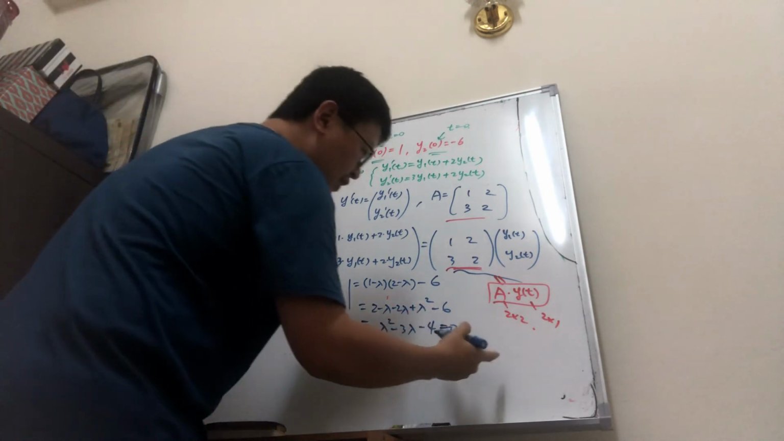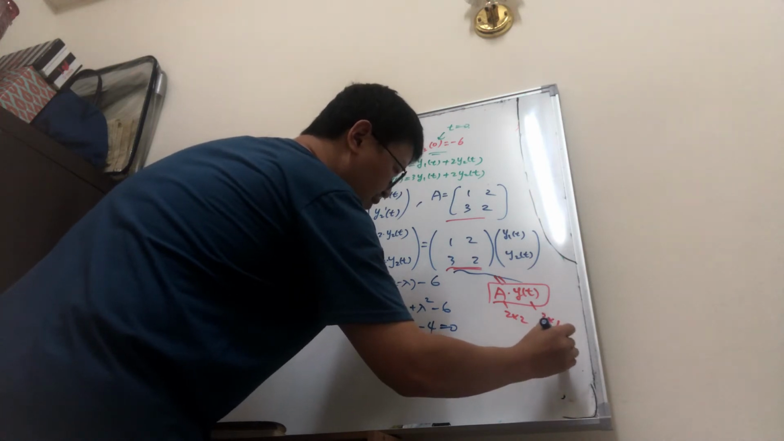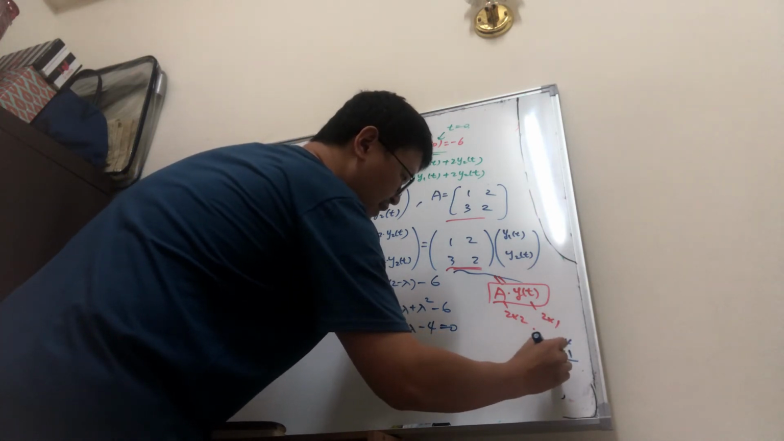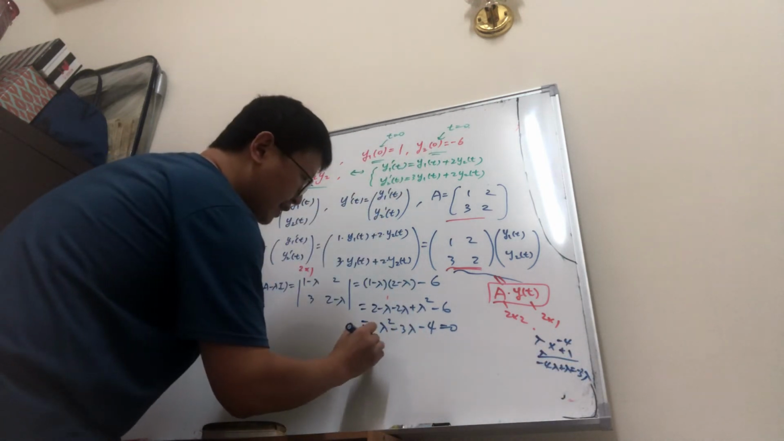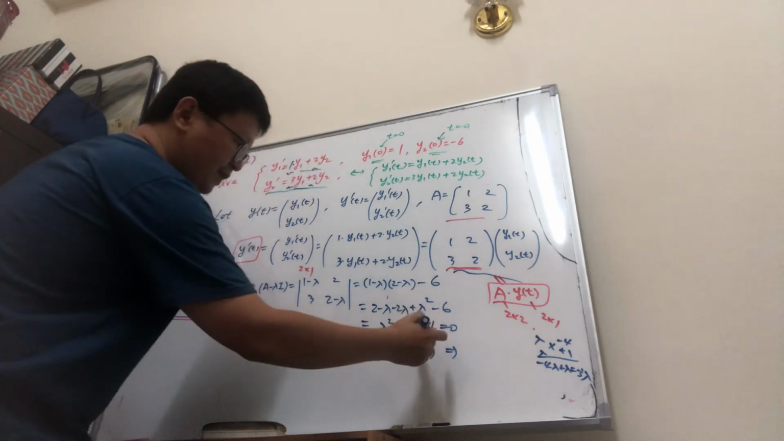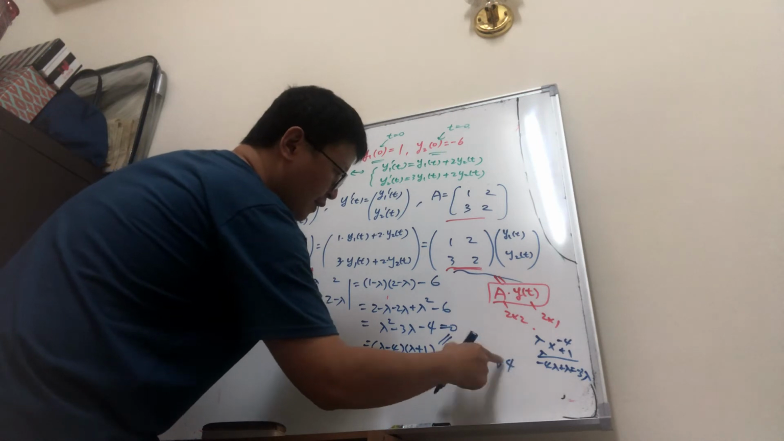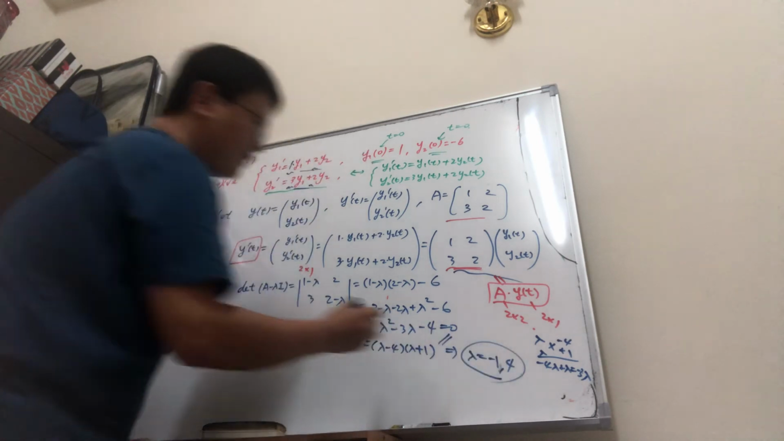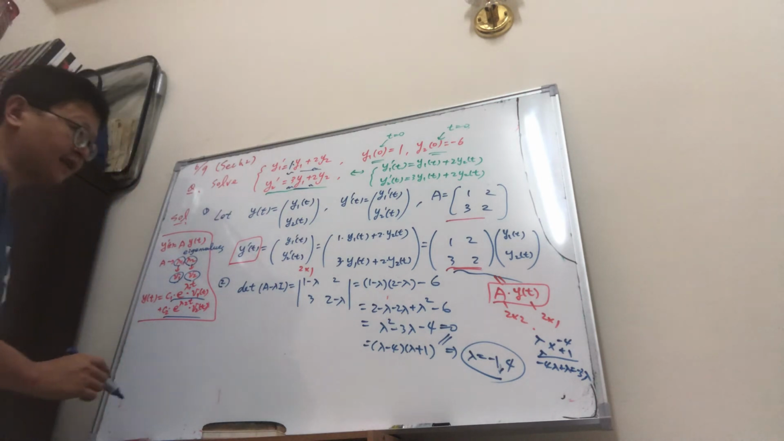And use the cross method again. So it's (lambda minus 4)(lambda plus 1), since minus 4 lambda plus lambda equals negative 3 lambda. If it's equal to 0, then lambda equals negative 1 and 4. So it has two eigenvalues, negative 1 and 4.